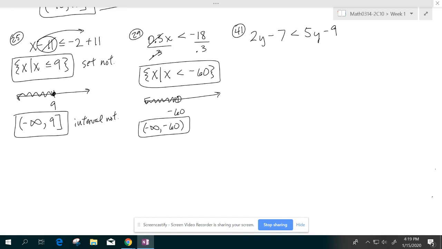Number 41, the instructions say solve, graph, and interval notation. So we're going to do all three answers again. There's a lot of stuff there. Now listen, you've got a decision to make. Do you want to move the 2y over or the 5y over? Does it matter? Yes and no. No, it doesn't matter unless it matters to you.